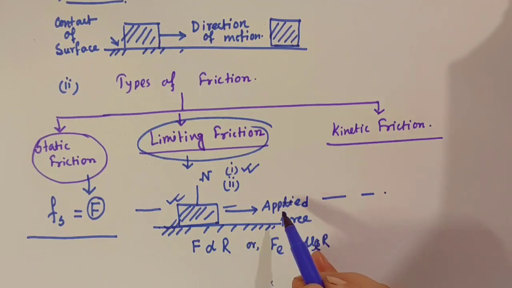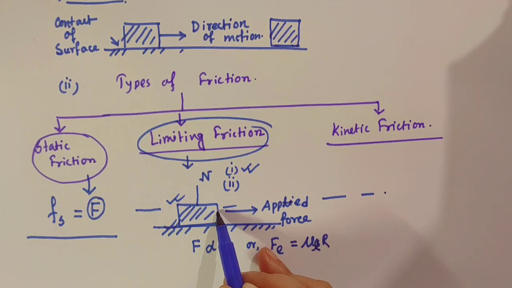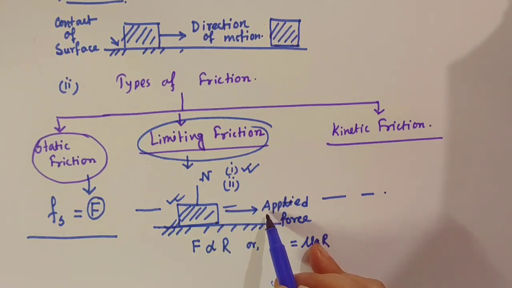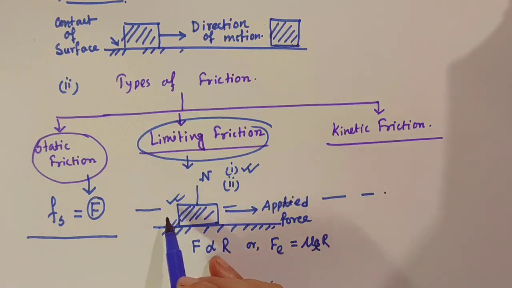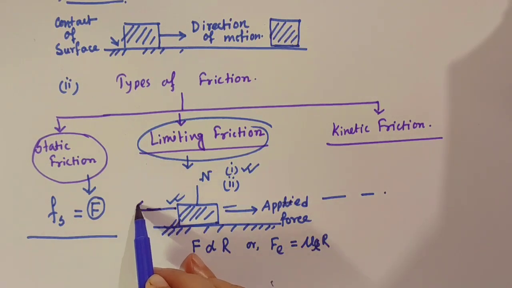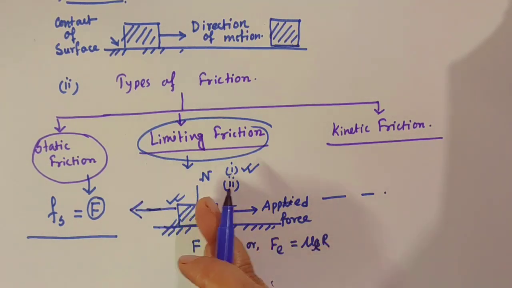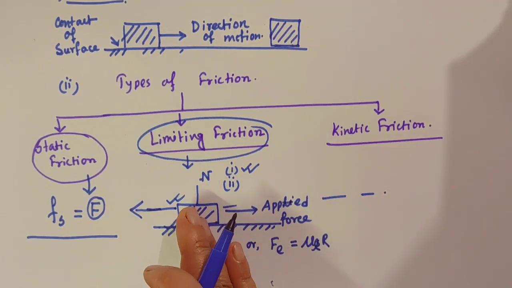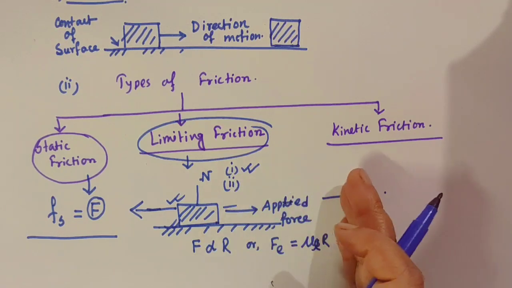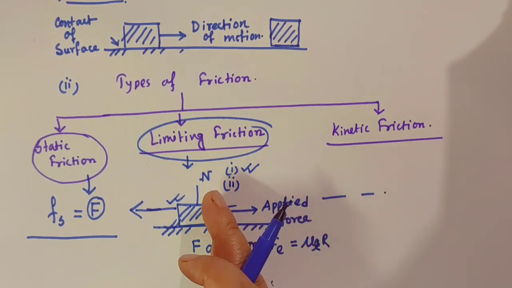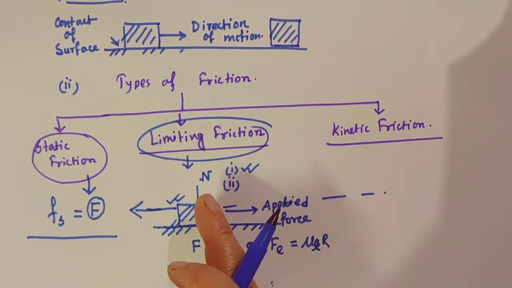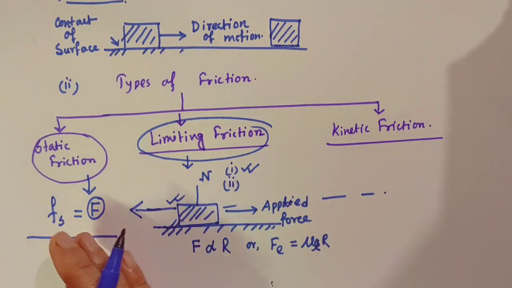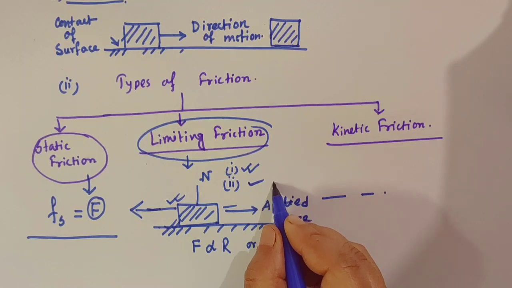And what is the direction? If the body moves in this direction, then the direction of the force of friction should be opposite to the motion direction of the body. So, if the body moves in the right hand direction, then the direction for force of friction is opposite. That means this direction. Clear?